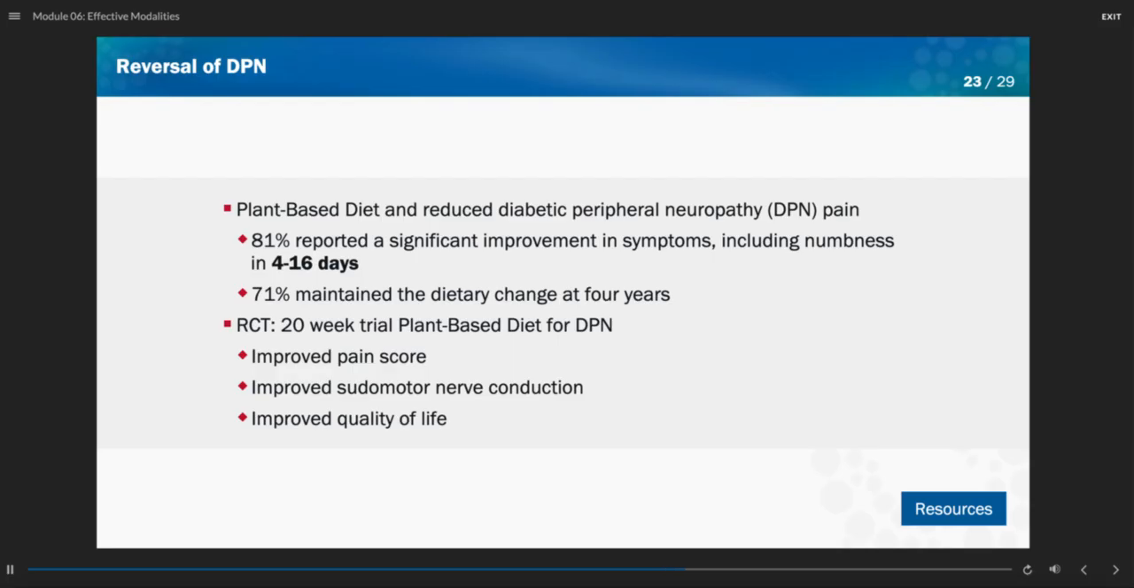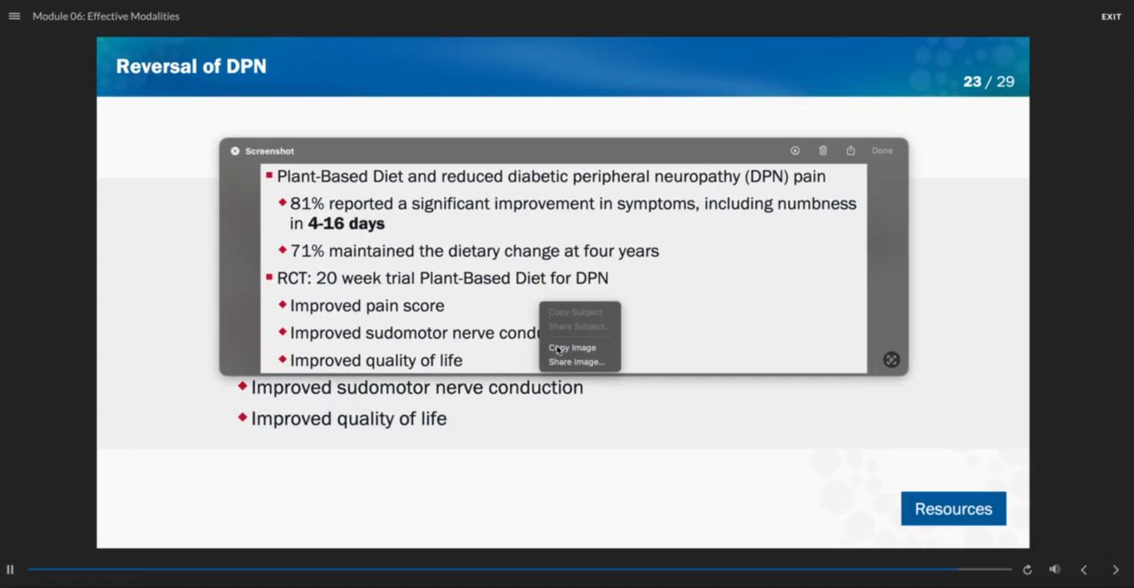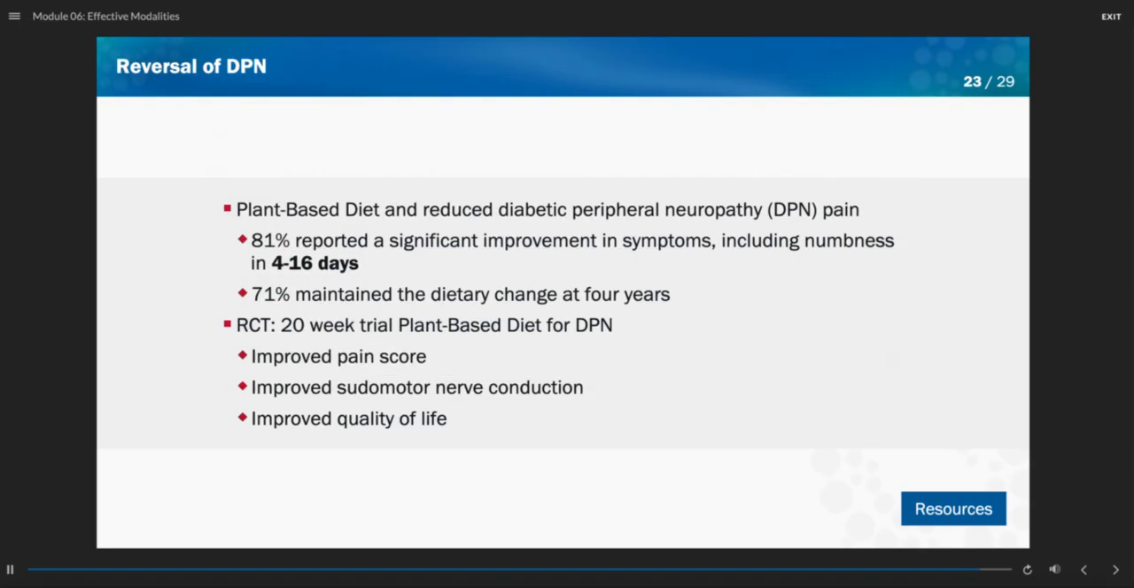Also important in this study, they found that 71% of people maintained the dietary change for at least 4 years. So this is an important commentary on the adherence and the low recidivism rate in a study where people have experienced benefit through a lifestyle intervention. In another randomized control trial, this one 20 weeks in duration, utilizing a plant-based diet for diabetic peripheral neuropathy, they found statistically significant improvement in pain scores, pseudomotor nerve conduction, which implies an improvement in myelination in this 20-week period of time, and then statistically significant improvements in quality of life over the control group.